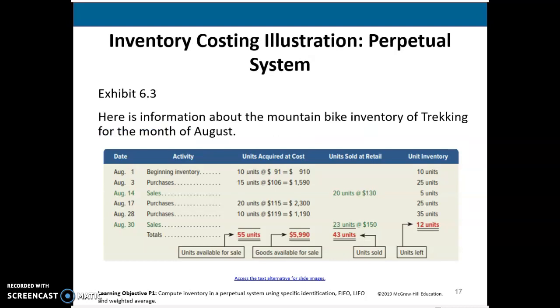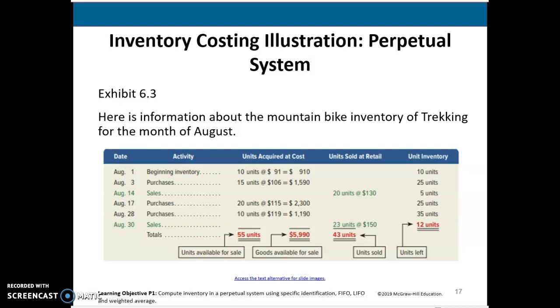Here's an example of what we're going to be looking at. This is called perpetual inventory system accounting. So this is showing us the beginning inventory. It shows us how many we had. You can see here we had 10 units at $91 for a total cost of $910. And we can see the next line that we had purchases of 15 units at a different cost, $106. And then we had sales.